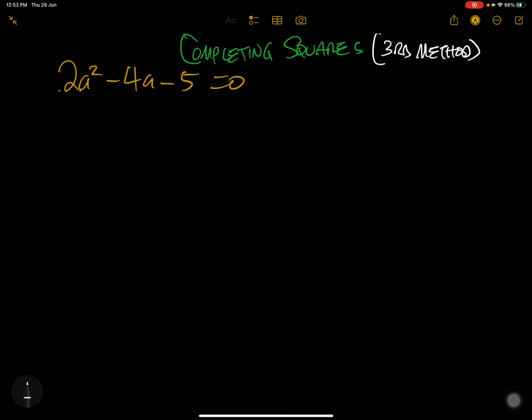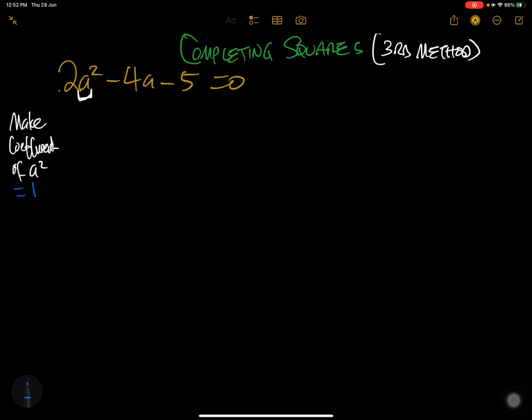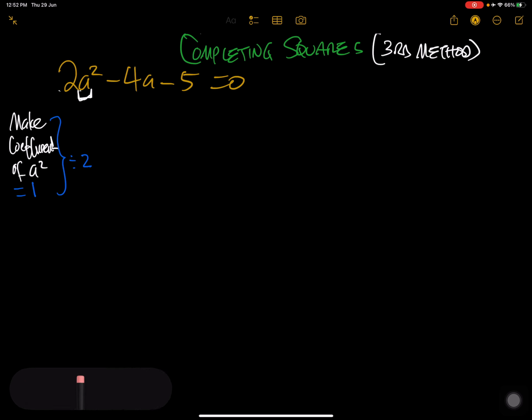Okay, we divide. We want to make the coefficient of a squared equal to 1. What's the coefficient of a squared? It is 2. This is a squared, so the coefficient of it is 2. We want to make it equal to 1. And to do this, we have to divide through by 2 so that we can remove the 2 there.